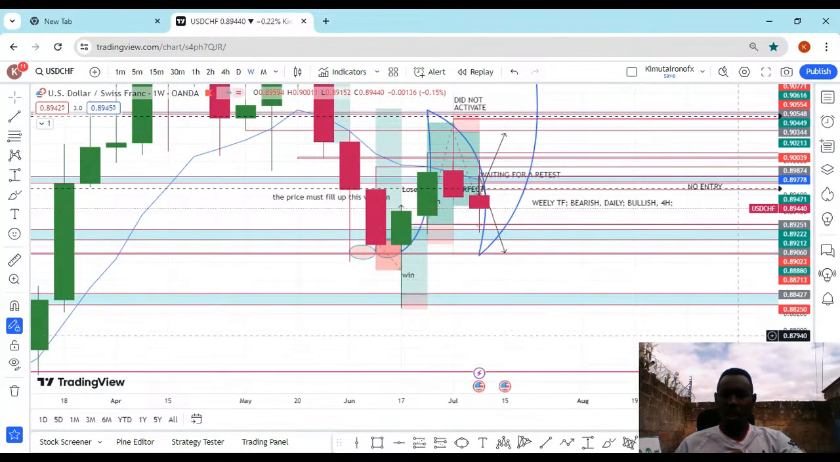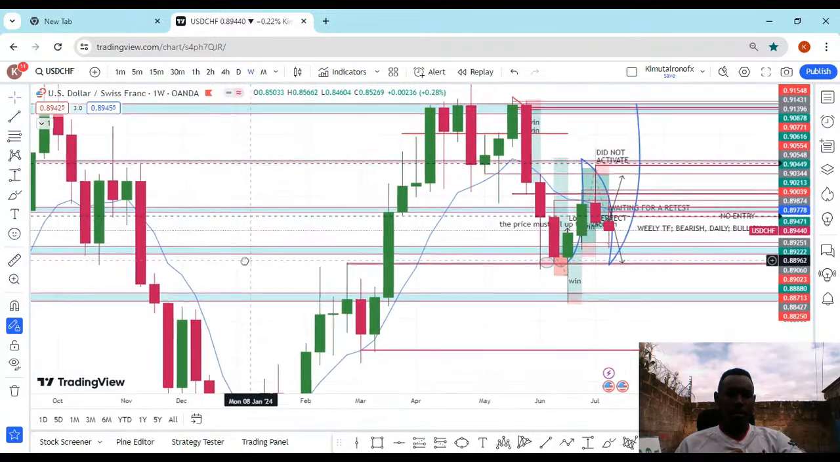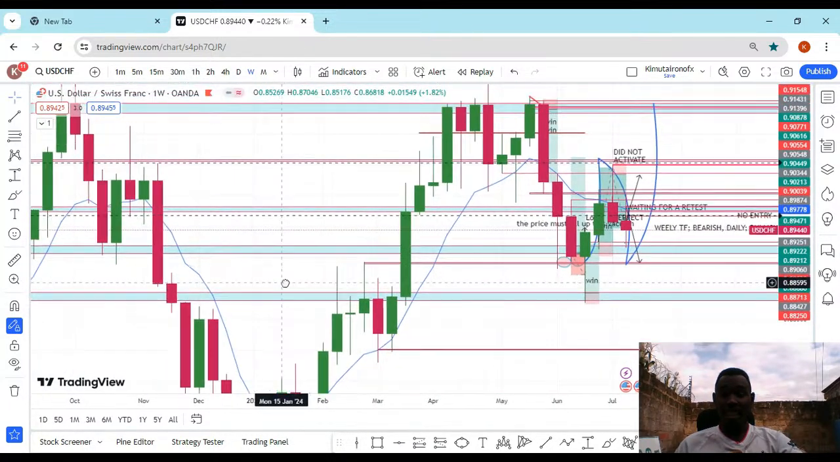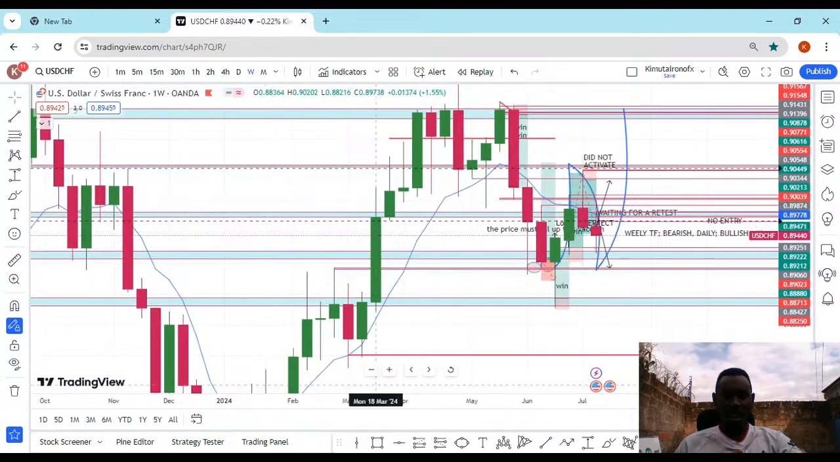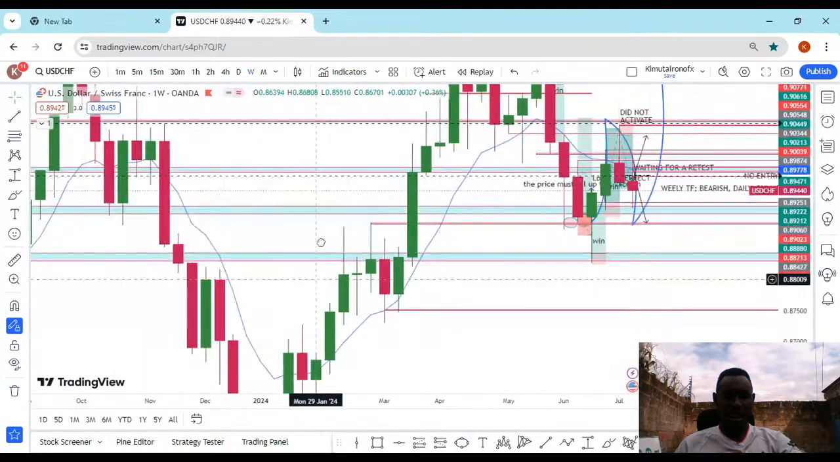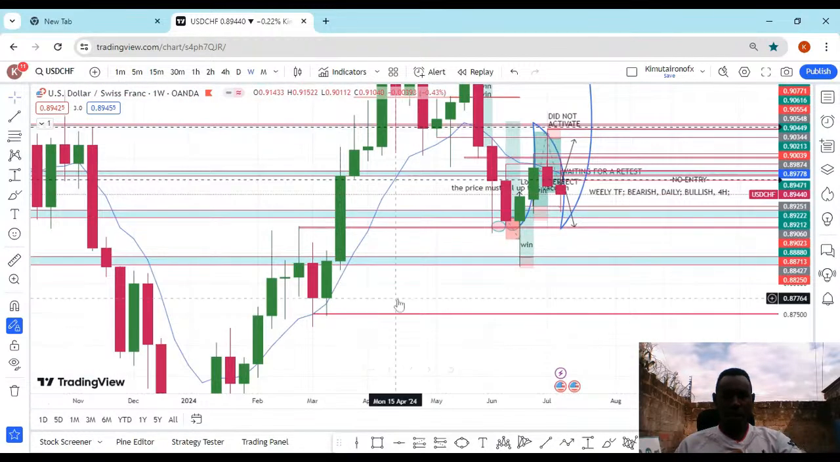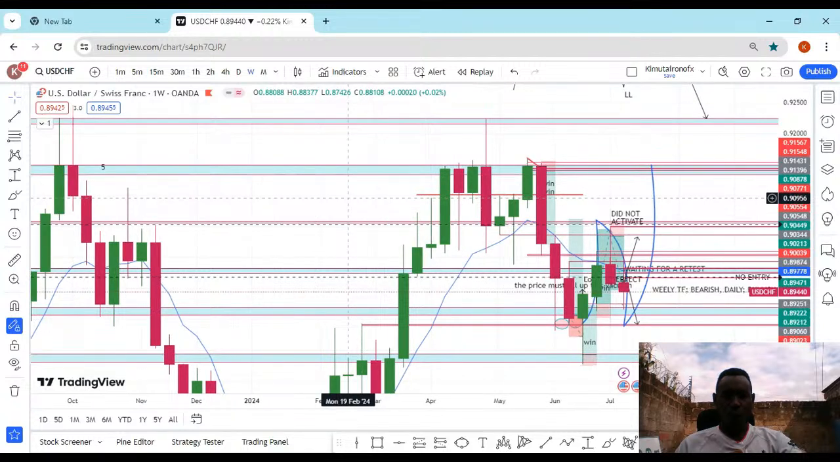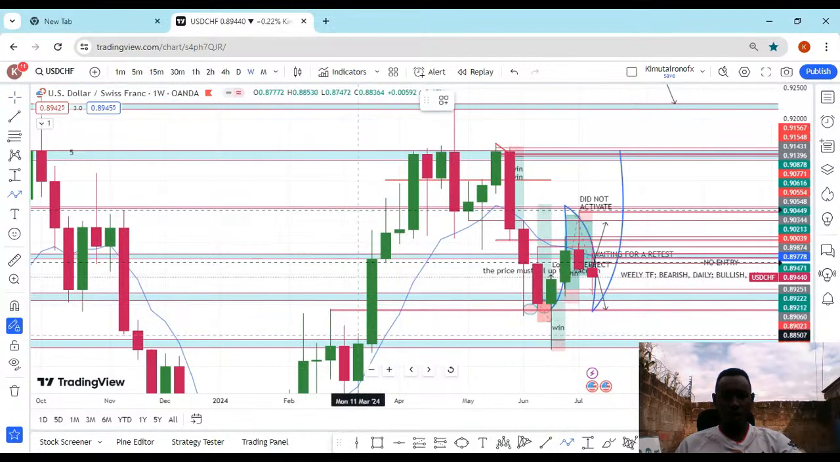So let's see. The USDCHF has been trending in an uptrend, or has been bullish for quite a while. I think since January. Yeah, since January we've been trending bullish. Then at this point we broke the structure, or we broke the trend. So we've been trending in a bullish direction for the past 4, 5 months. Okay, let's see.